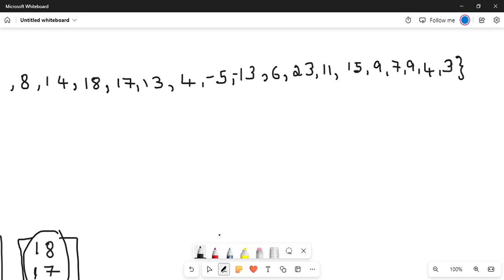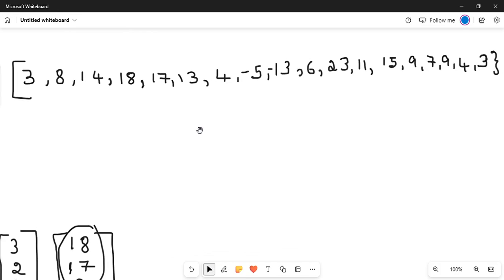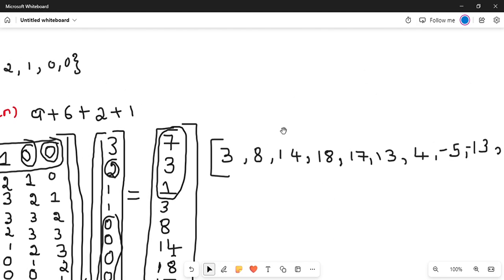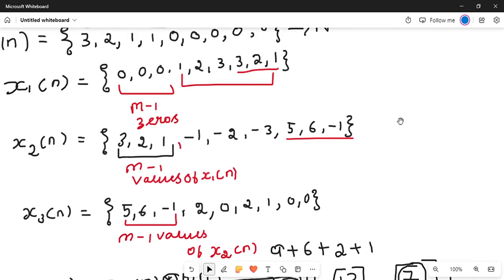So this is your resultant. This is the resultant of your overlap save methodology, with respect to this particular question. Okay, I guess you understood everything clearly. So I'll just go back and briefly recap.